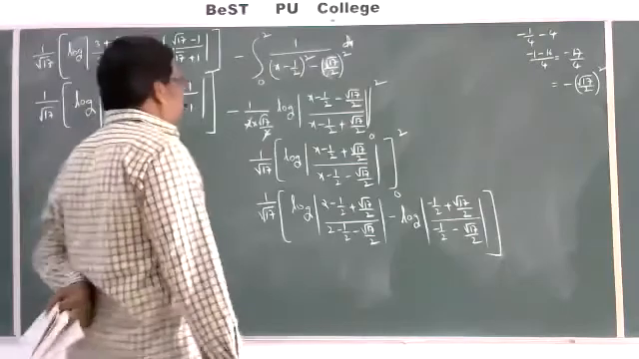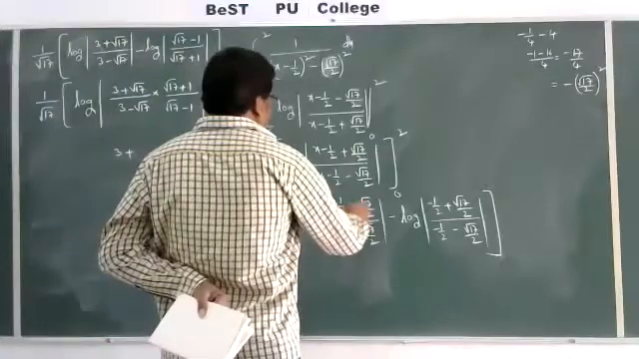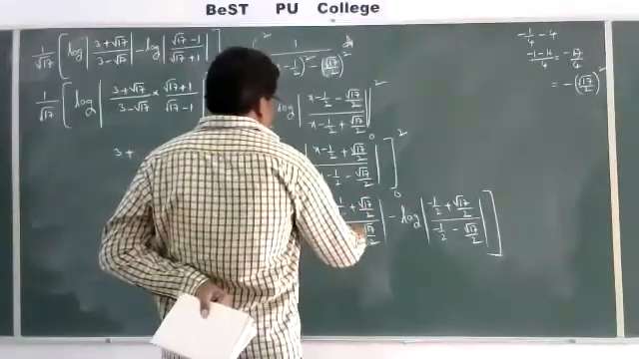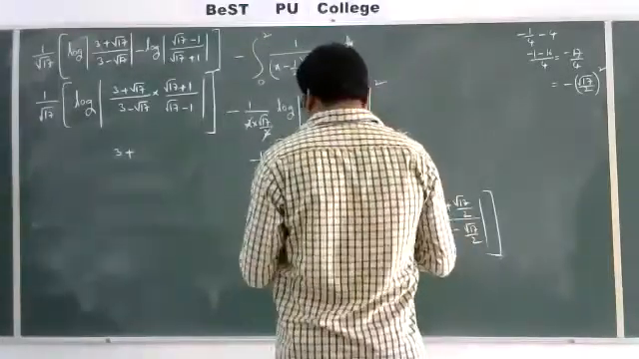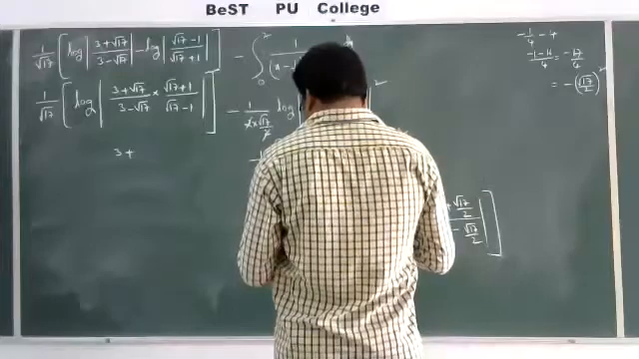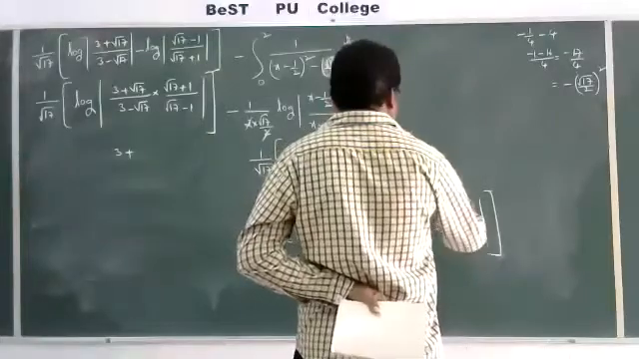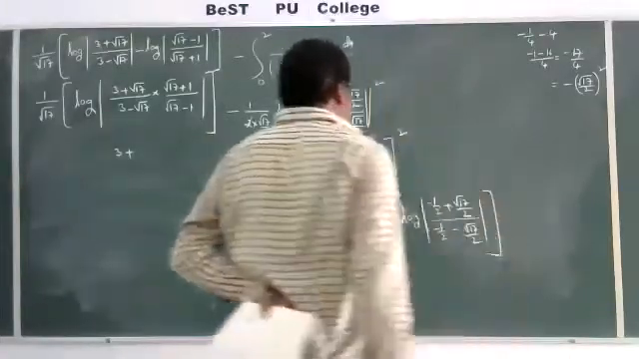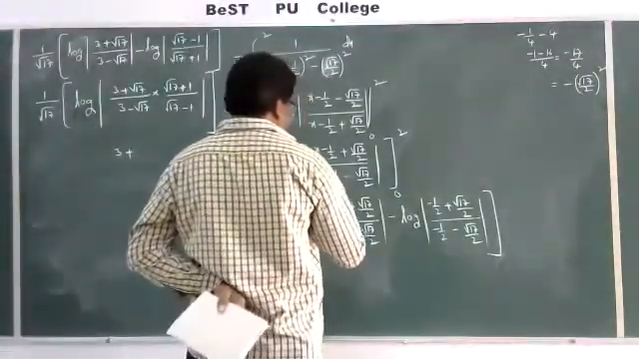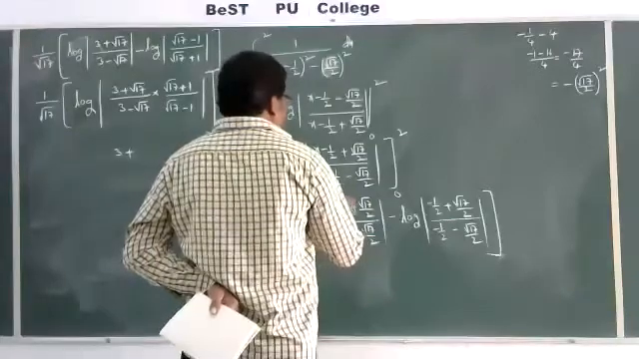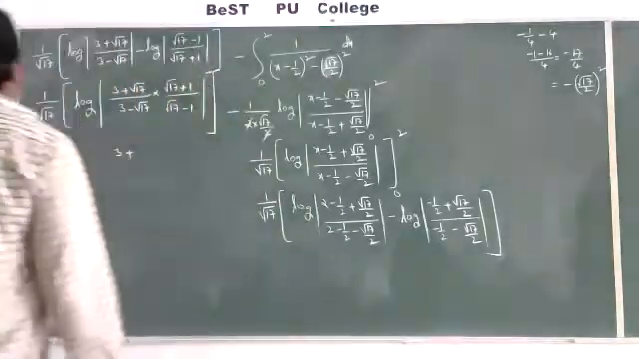So substituting the upper limit, 2 is here: 2 minus 1 by 2 plus root 17 by 2, 2 minus 1 by 2 minus root 17 by 2, minus lower limit 0. Limits are same, 0 to 2. Okay. So this is minus 1 by 2 plus root 17 by 2, minus 1 by 2 minus root 17 by 2. Okay. Taking LCM, 4 minus 1, that is 3. 3 plus root 17 by 2, 4 minus 1, 3 minus root 17 by 2. Okay.